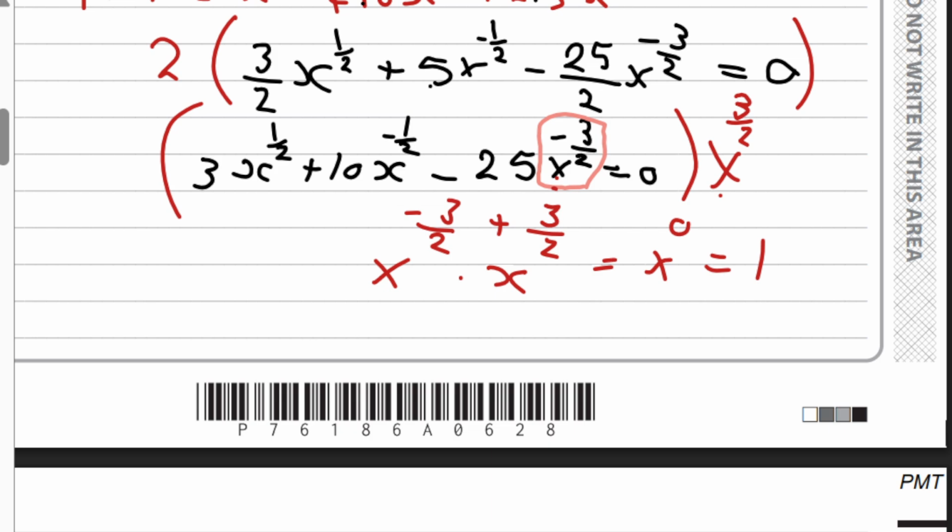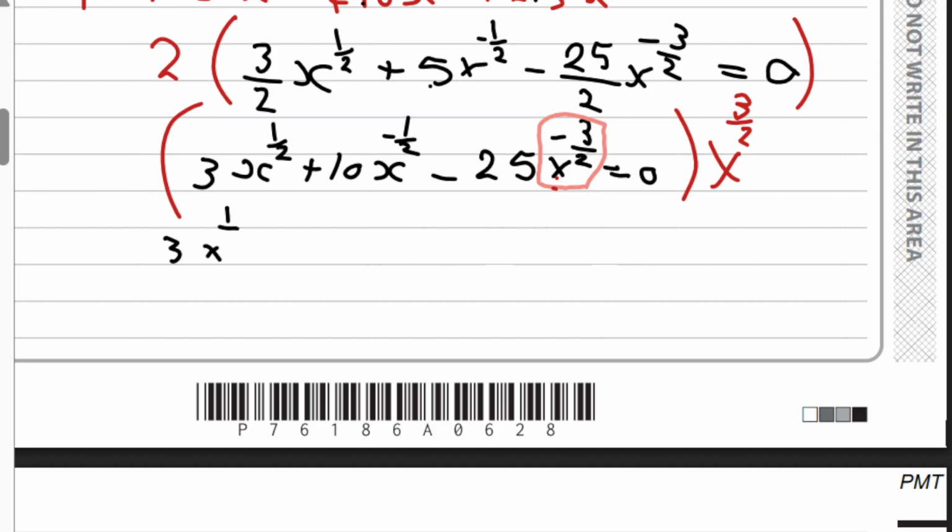Did you get me? So if we multiply everything by x to the power of 3 over 2, we will get the 25. And let's see, what else will we get? Now let's do it. So it's 3x to the power of a half times x to the power of 3 over 2, plus 10x to the power of negative a half times x to the power of 3 over 2. For this part, we know it's just minus 25 equals 0.